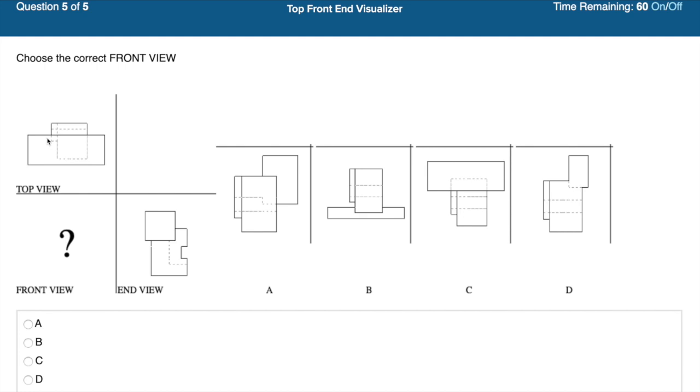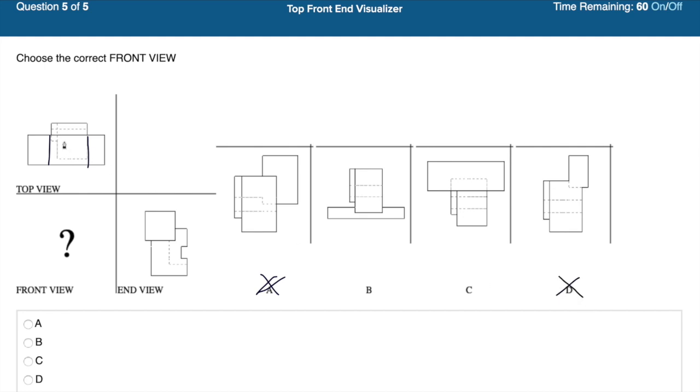So here we have the top view and the end view, and we're trying to find the front view. So on the left and right side, we can see we shouldn't have any lines for the first little bit of it. So we go to A and we see a line right there. So it can't be A. And when we go to B, okay, there's nothing right there, nothing right there. So it could be B. Nothing right there, nothing right there. It could be C. But D, we have a line right there, so it can't be D.